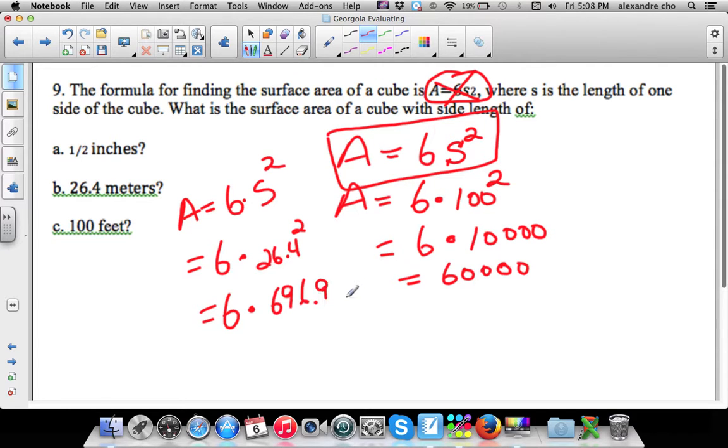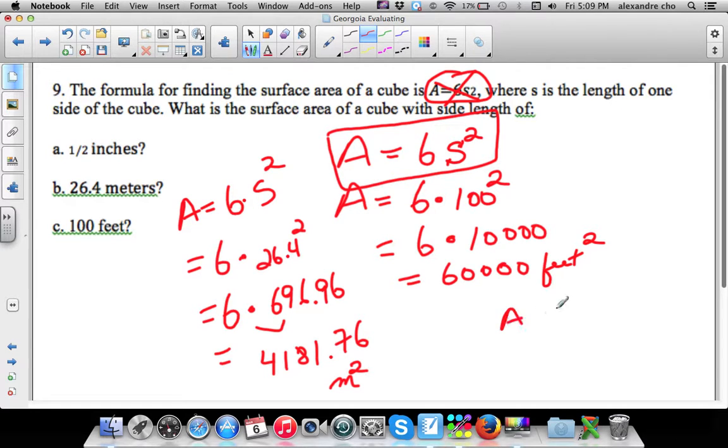That's going to give you 696.96. That's what 26.4 to the second power is. And now you're going to multiply these two. That's going to give you some ridiculous number of 4,181.76 meters squared. Okay, let me go back to the first example. That's 60,000 feet squared. Area is always to the second power. And we have one more.